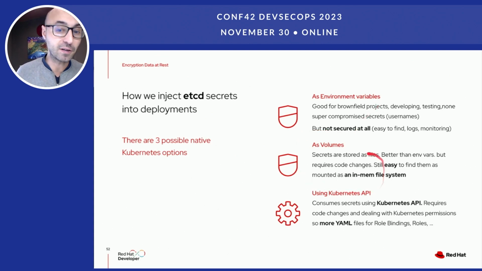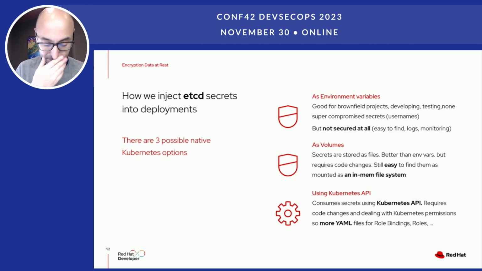Another option is as a volume. It's much better because it means you're mounting the secret into a file, and in fact it's an in-memory file system. So you are materializing the secret as a file, not an environment variable. It's much better, but in any case, it's super easy to get them because you only need to do an fstab, and what you get there is the location of this in-memory file system. So you go to that location and you can get the passwords.